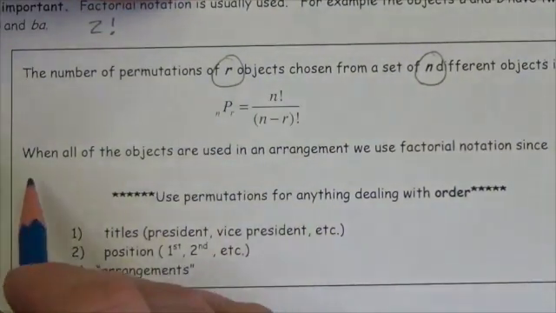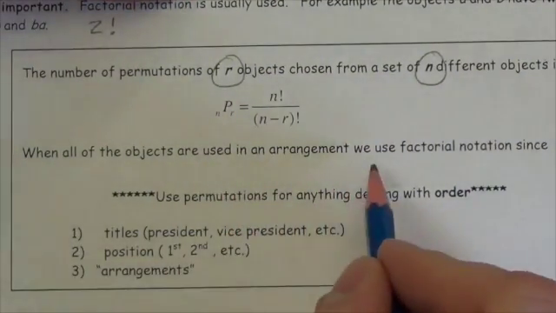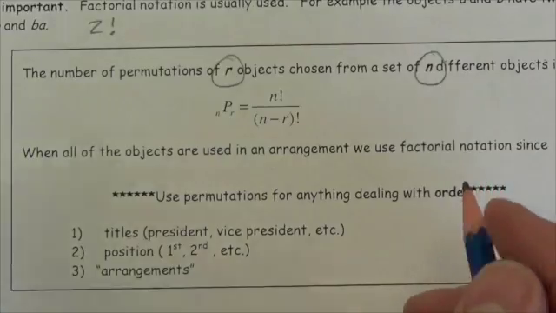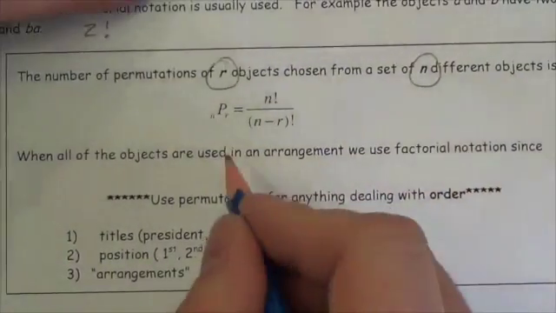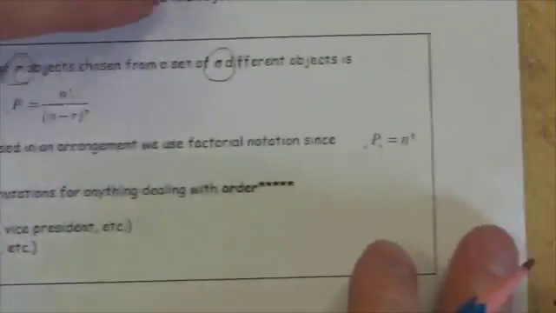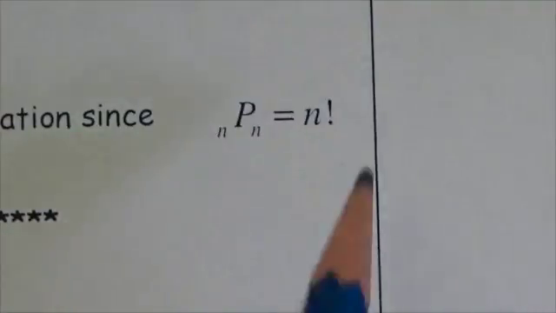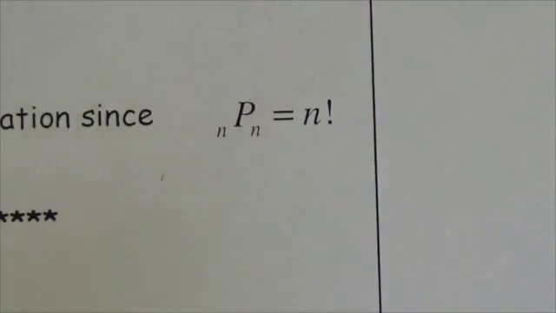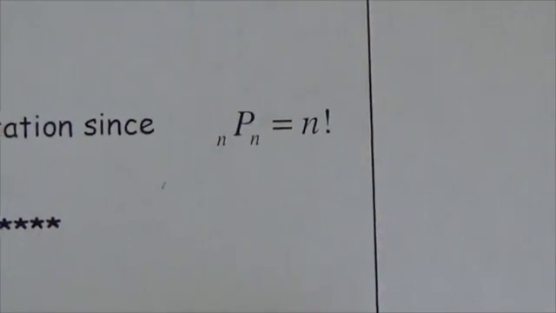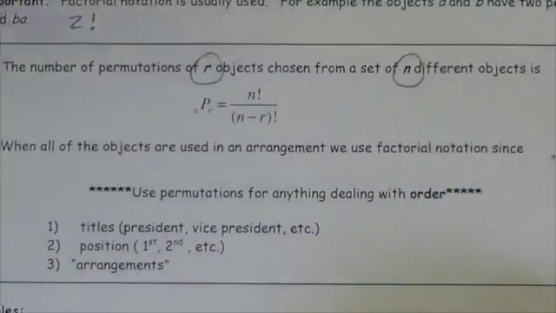When all of the objects are used in an arrangement, we've already seen this before: when you're arranging n objects, that is n factorial. And so nPn is n factorial, the number of ways you can permute or organize n objects.